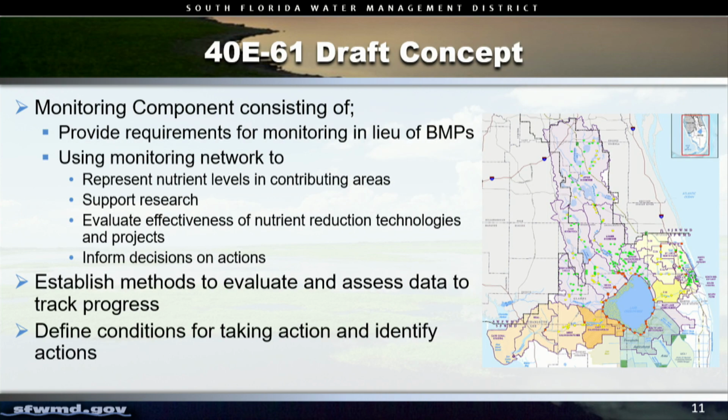So this next slide goes into the overall draft concept, which consists of 3 components. The first is a monitoring component, which actually has 2 parts. First, we need to provide requirements for those not implementing DACS or DEP BMPs. The second part would be to use existing monitoring networks to represent nutrient levels from contributing areas, to support research, and to evaluate nutrient reduction technologies and projects so that the coordinating agencies could make informed decisions.